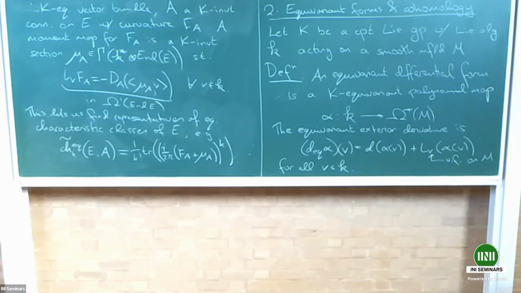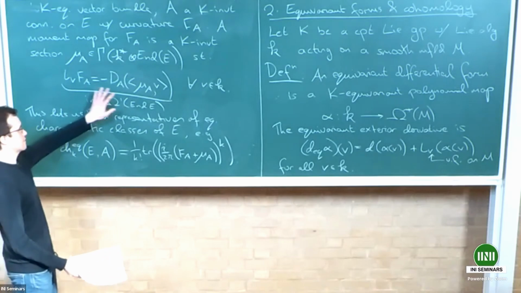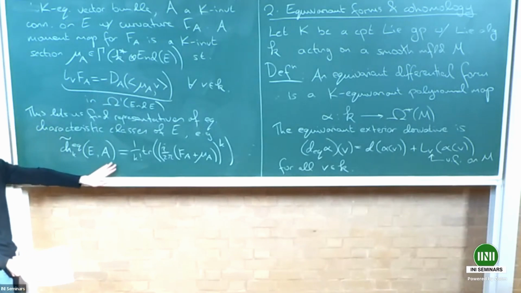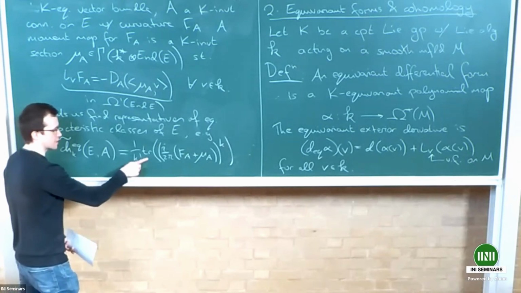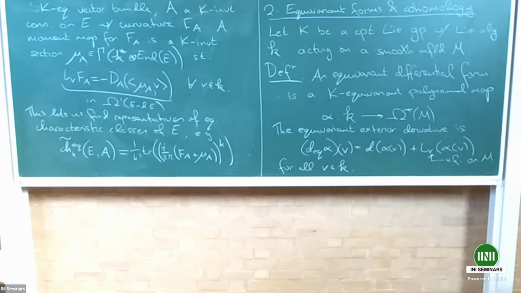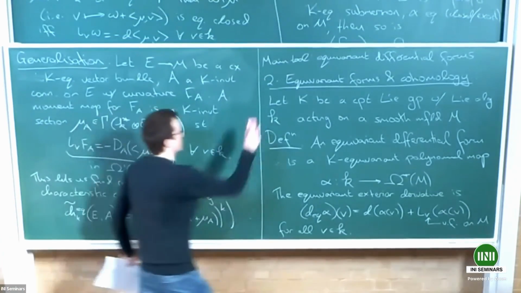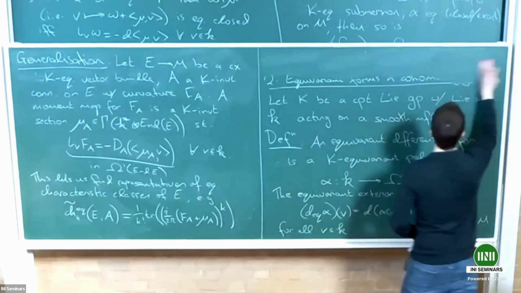So when we have an equivariant vector bundle, we can construct K-equivariant moment maps and use those to find equivariant differential forms. The curvature is what we would call an endomorphism valued equivariant form. But once we take the trace, we lose the endomorphism part and we just get a genuine equivariant differential form on the manifold. So those are all the examples. Are there any questions before I move on?